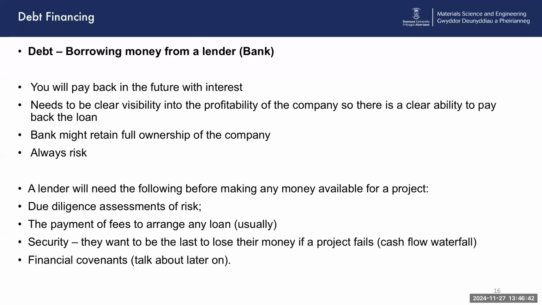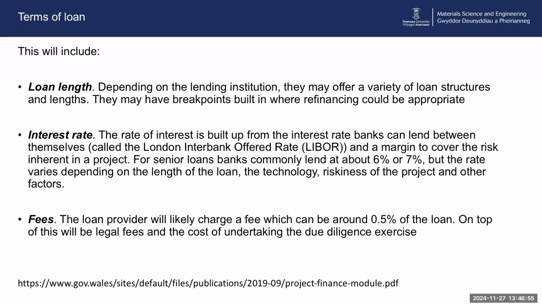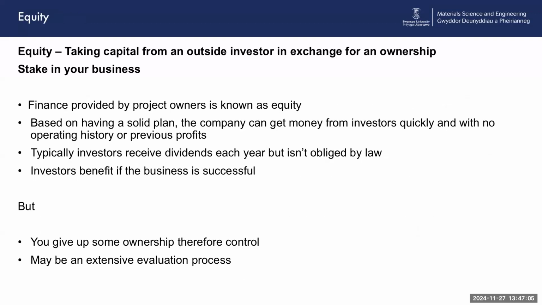Things that the bank wants to know before lending you money: they will do a due diligence risk assessment. They'll arrange fees. They'll charge you for the privilege of borrowing money. And there's other things as well which we'll talk about. So there's loan length and interest rates and all that sort of stuff, which probably all people already know about. You borrow money for a certain amount of time, you pay back a certain interest rate, and you'll have to pay fees for the privilege.